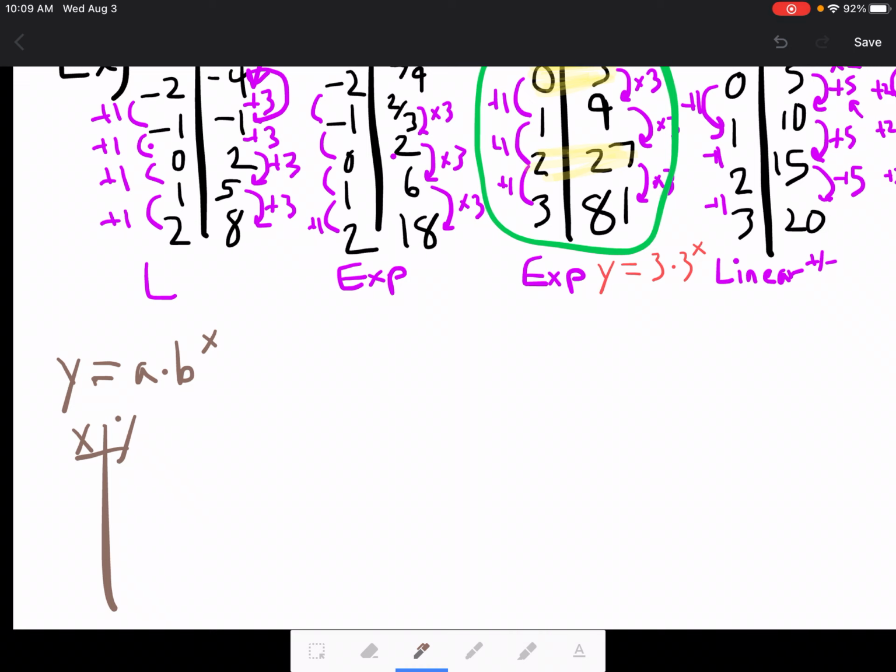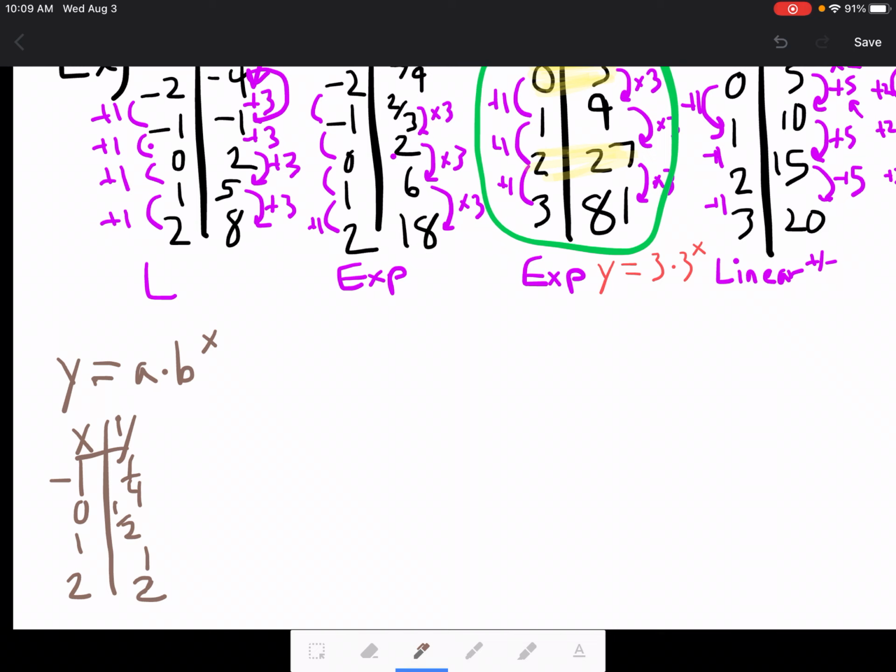Now let's say our table is this. So x and y, and we are going from -1, 0, 1, 2. We have 1/4, 1/2, 1, and 2. Let me clean this up really quick. All right, there we go.